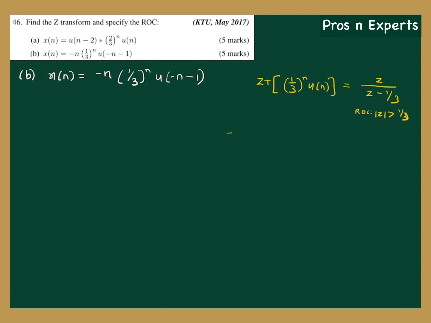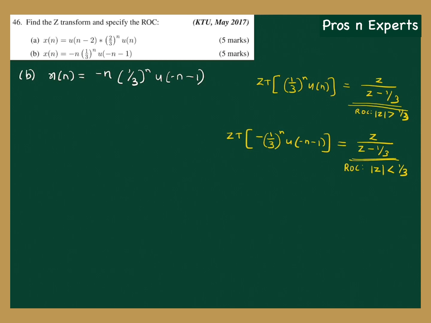Now what is the z transform of minus (1 by 3) to the power n u of minus n minus 1? I will say the z transform will be the same value, z by z minus 1 by 3, right? Because the first is a right-sided signal and this is the left-sided version of that signal. So these two signals share the same z transform, but the only difference is in the ROC. For this left-sided signal, the ROC will be mod z less than 1 by 3.